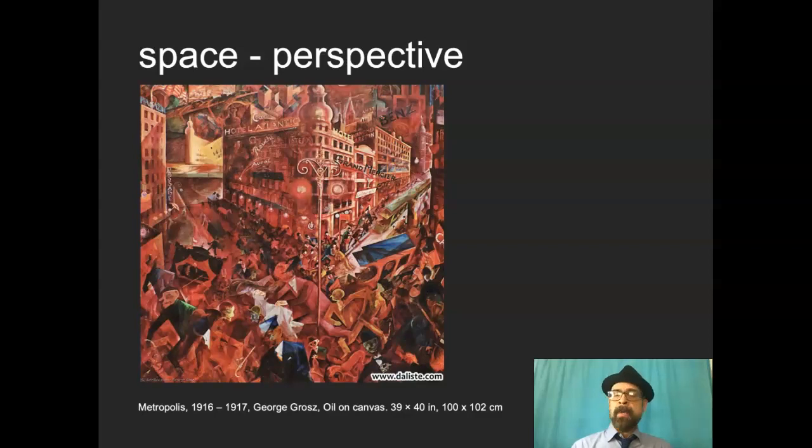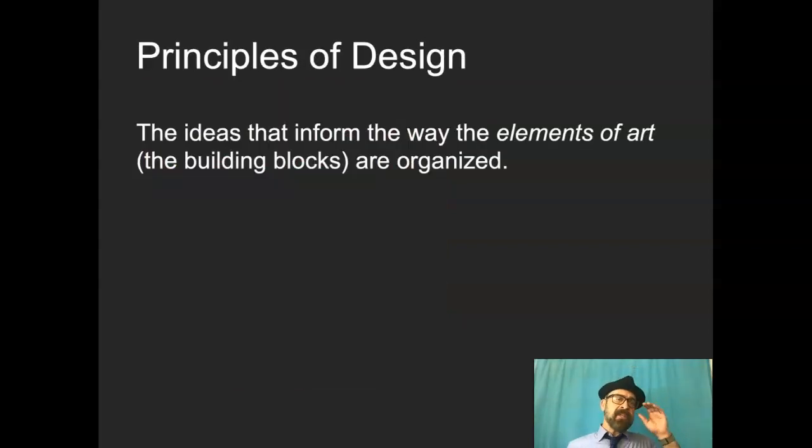All right, and so space, we can use perspective to suggest deeper space, right? We see those converging lines in this painting. It's a great way to create that deeper space. Even on a two-dimensional surface, we can suggest that depth, right? Very critical. Okay, so let's take a look at the principles now.